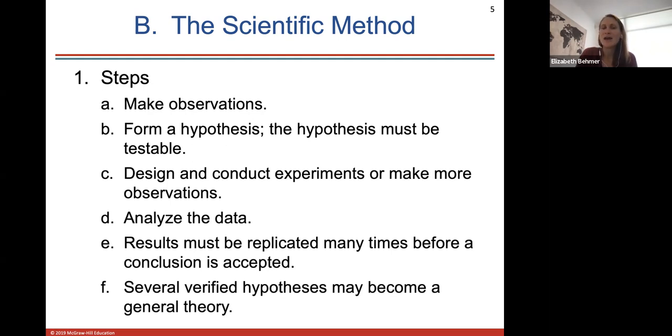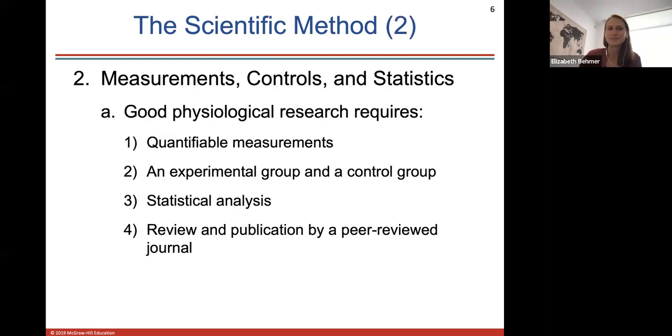That hypothesis must be a statement that is able to be tested, because then you'll design and conduct experiments or make more observations. You'll analyze and collect the data from your experiment, and then you'll be able to look at the results, and you might get lots of different results many times before you can establish any sort of conclusion. And several verified hypotheses, after you do the experiment over and over again, if you keep getting the same result, that could become a general theory.